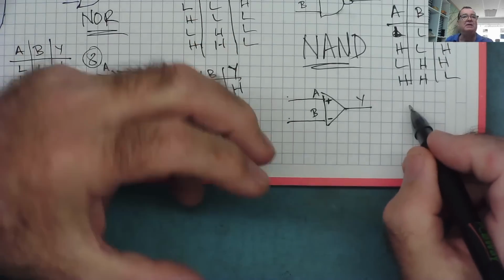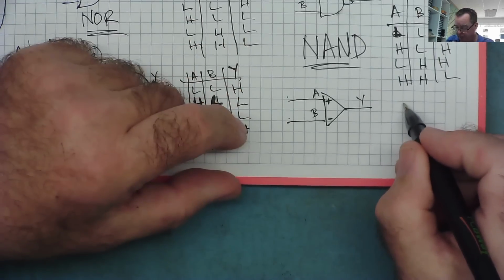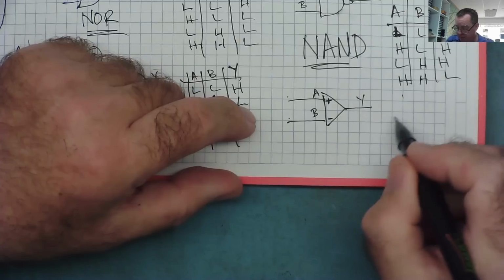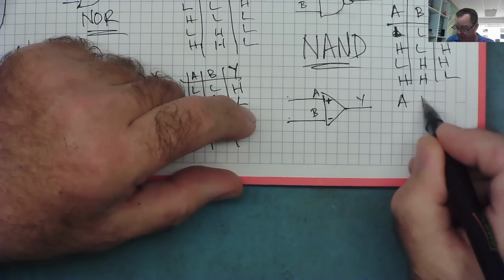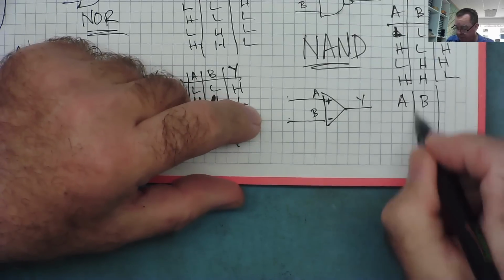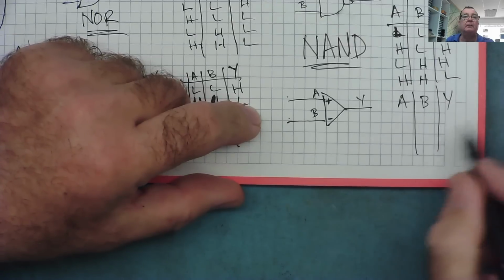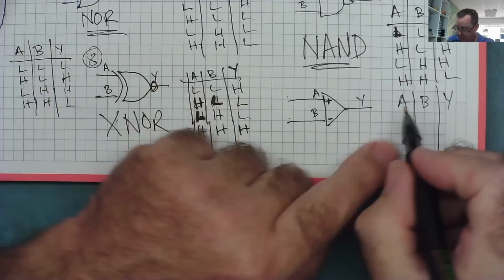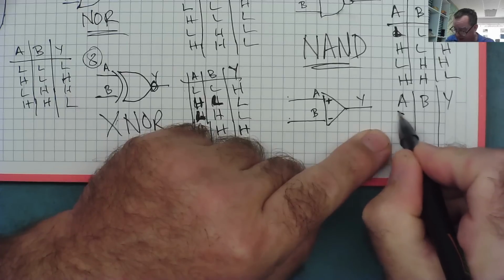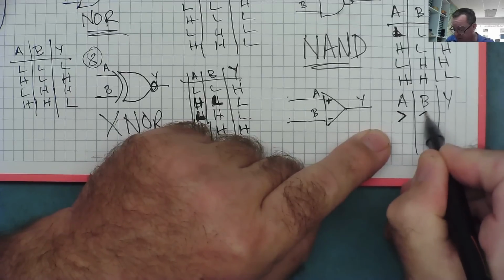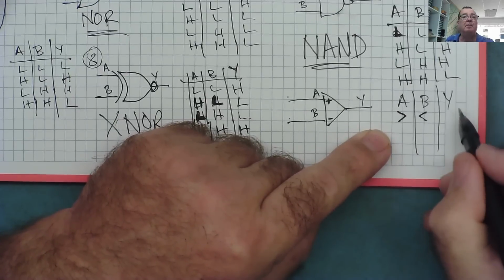So we can have a kind of truth table, but it's not really a truth table. So we have A, B, Y. So if A is higher than B, the output will be high.